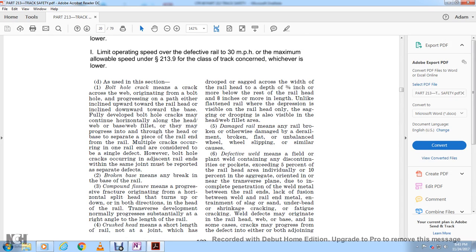Bolt hole crack means a crack across the web, originating from a bolt hole and progressing on a path either inclined upward toward the railhead.